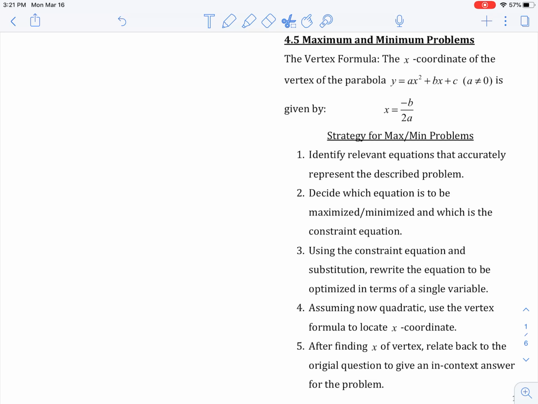Okay, so our next section we are looking at is 4.5 on maximum and minimum problems, which is a popular concept in calculus. And it's going to relate back to 4.2 when we were talking about our quadratics and we were talking about vertex form for our quadratics.